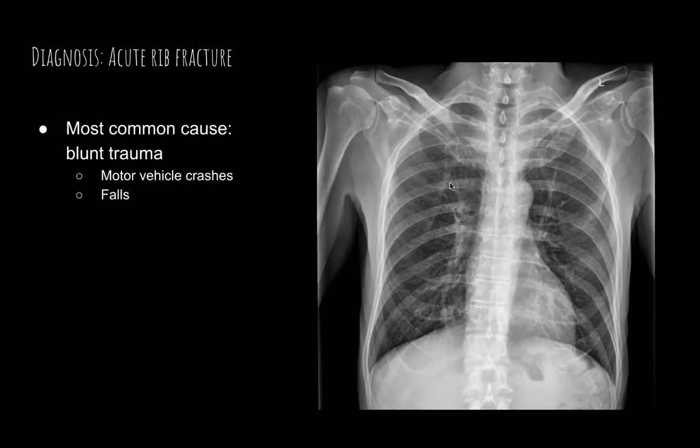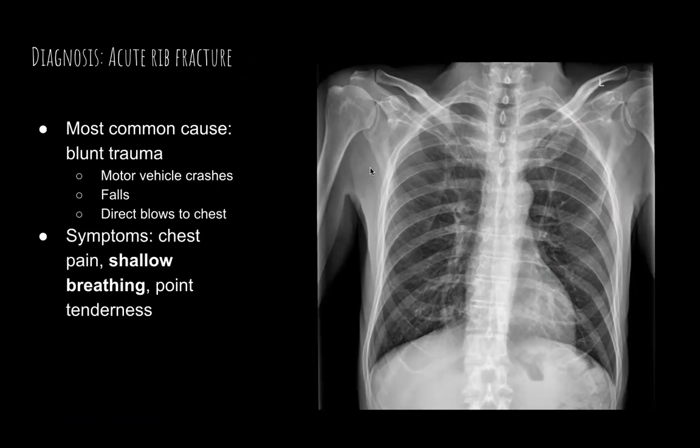The other one is falls, especially in older patients with osteoporosis and all that. It makes it easier to fracture these ribs. And direct blows to the chest, as we saw with the bear falling on Muscle Man. Some of the symptoms patients present with are chest pain, shallow breathing, and point tenderness.